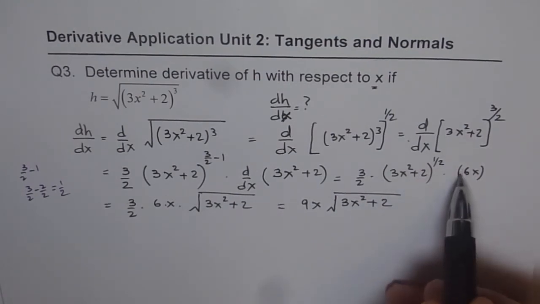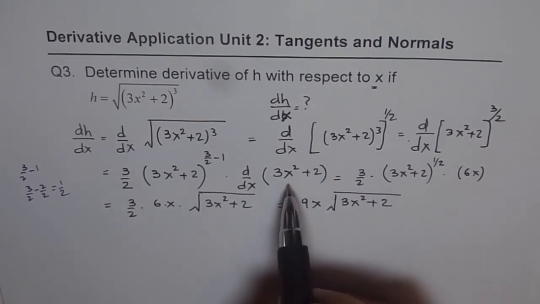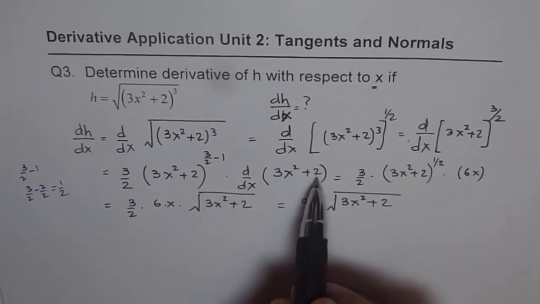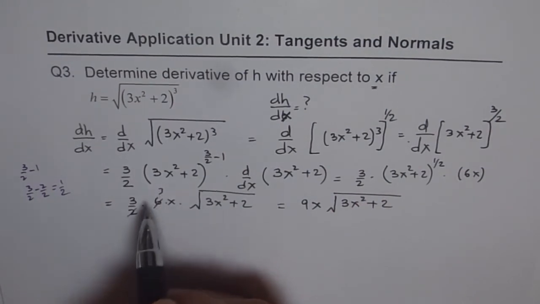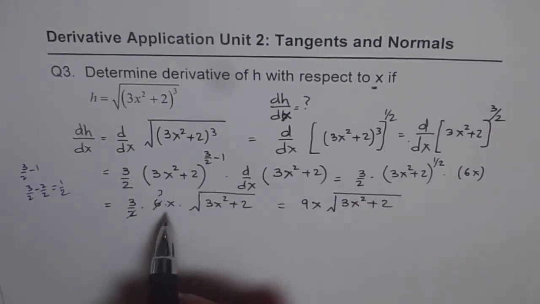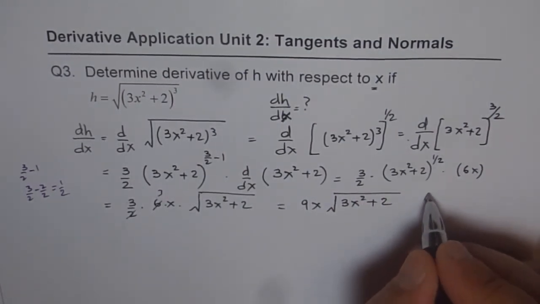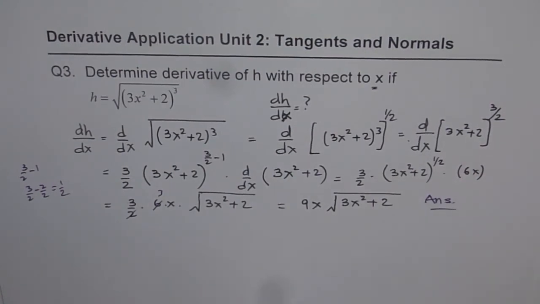Then we get this function where the derivative of the inside function is 6x, correct? The derivative of 2 is 0, you know that. So just simplify this part: 2 goes into 6 three times, and 3 times 3 is 9x, and that's what we get. And that is our answer. So that is how you do it.